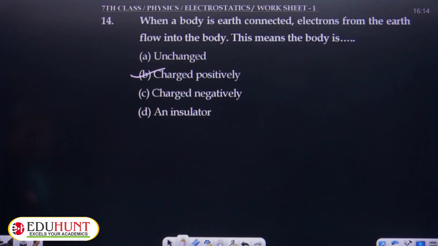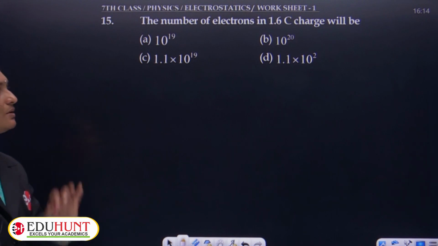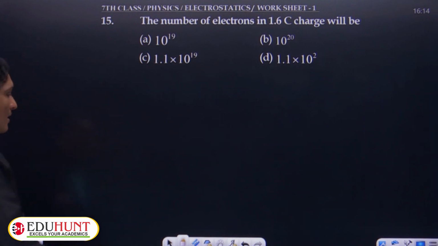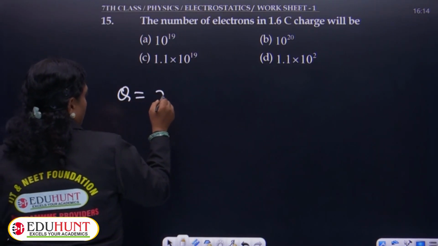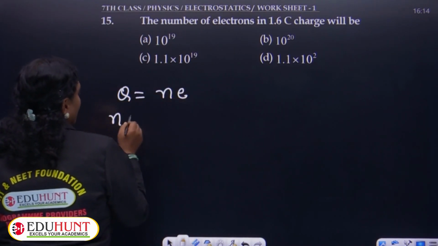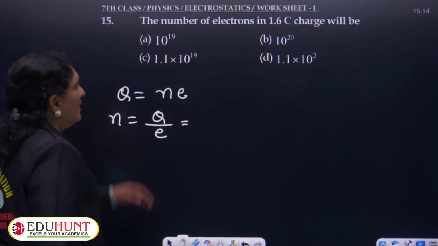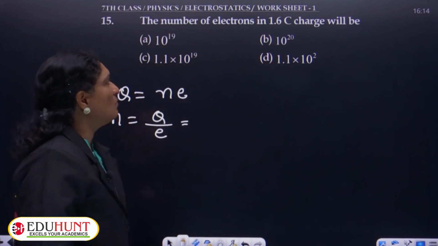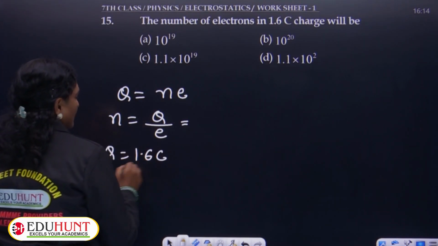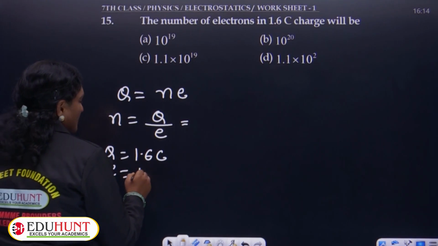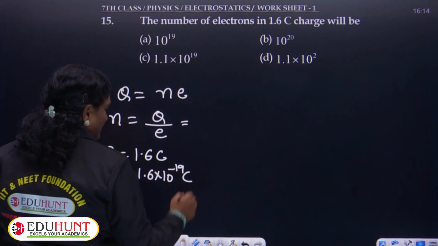So now moving to the next question, the 15th one. The number of electrons in 1.6 coulomb of charge will be. The same formula, children: we know that Q is equal to NE, or the value of N can be given as Q by E. Here Q is given as 1.6 coulomb and the value of E we know as 1.6 into 10 power minus 19 coulombs.